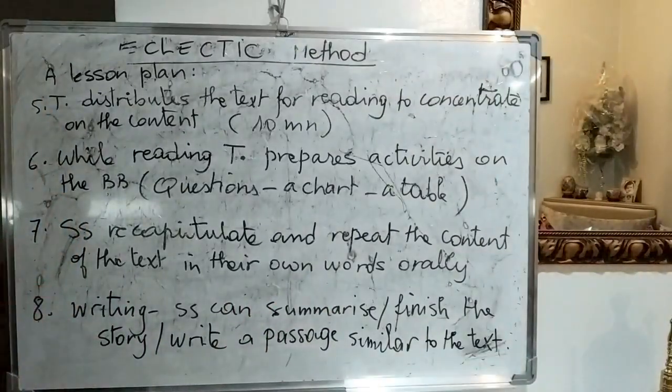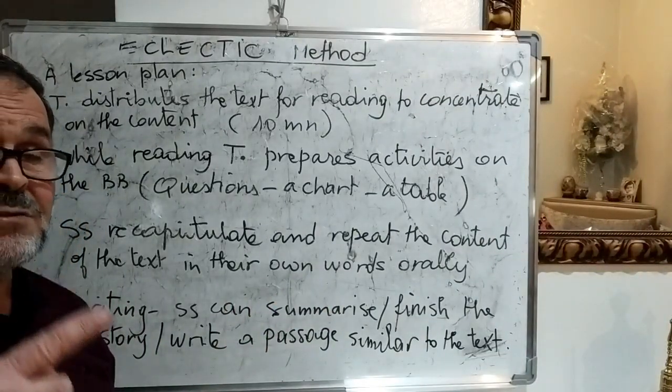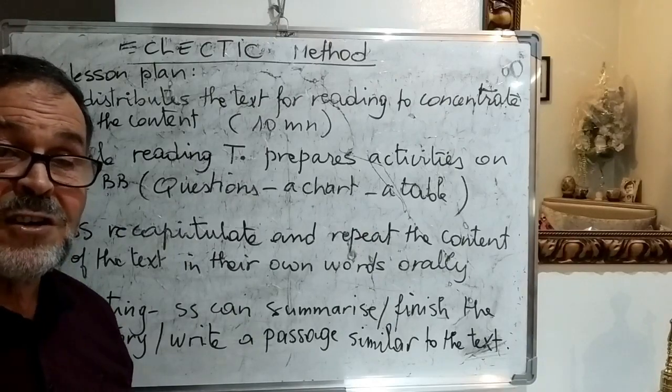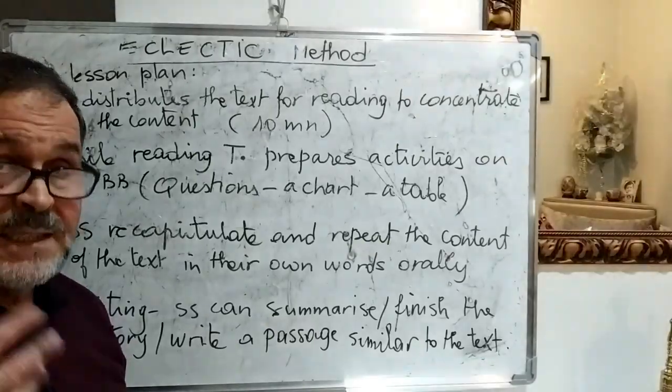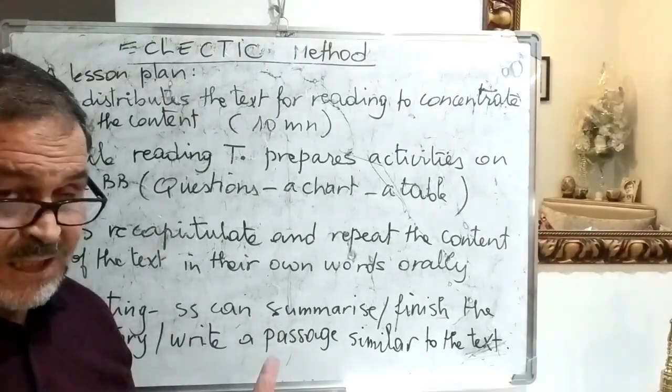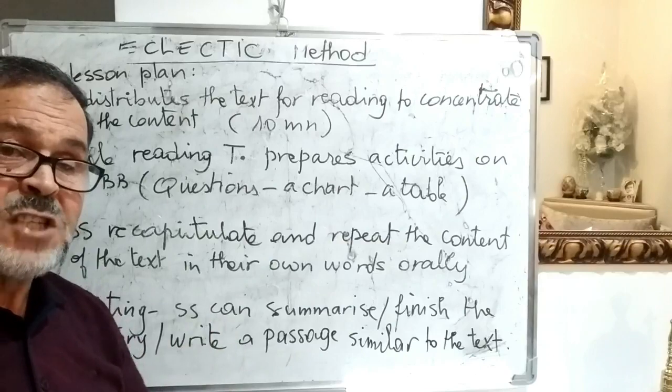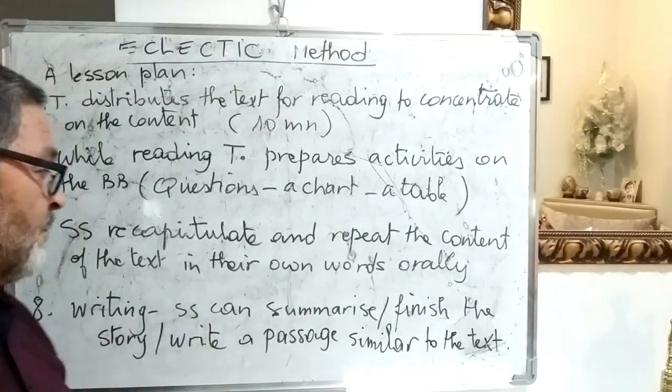So, number 7, students can recapitulate the text and repeat it in their own words. They can summarize it in their own words. According to the ideas they get from the text, what they read, what they understand, they can repeat it, just a few ideas, not all the text, of course.